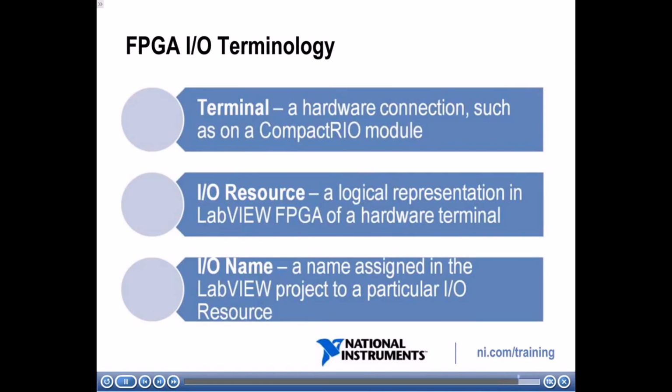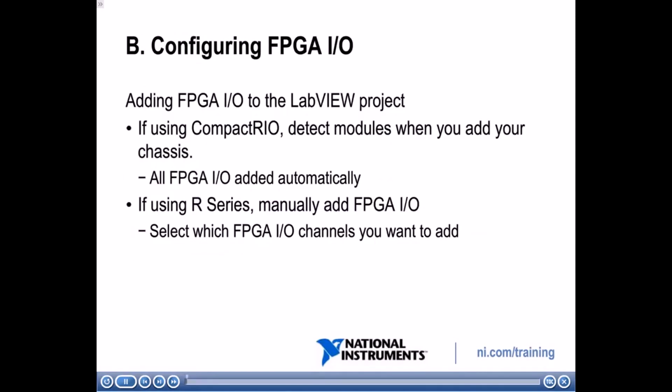Now you can define FPGA IO terminology. Next, we will add FPGA IO to a LabVIEW project and access FPGA IO in an FPGA VI. In the previous section, we defined FPGA IO terminology. By the end of this module, you will be able to add FPGA IO to a LabVIEW project and access FPGA IO in an FPGA VI.